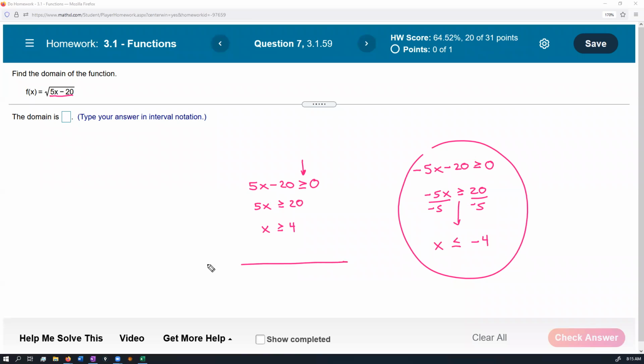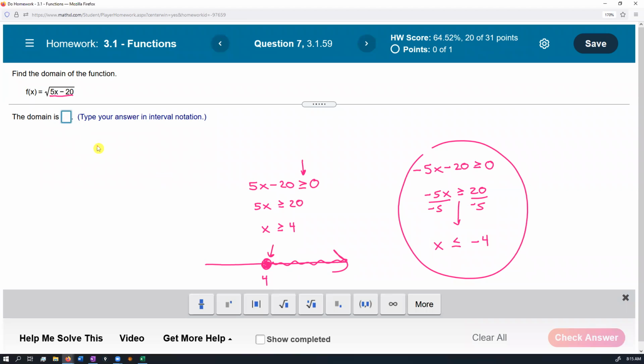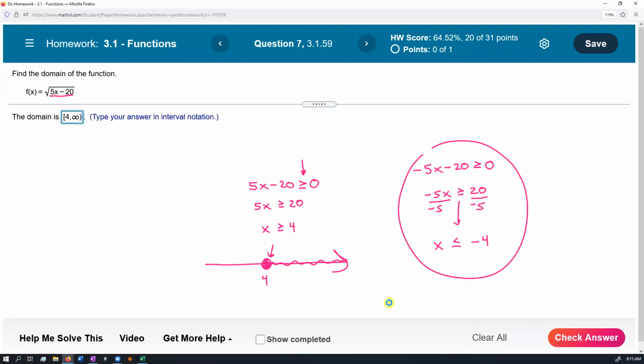Now, in our case, we just have everything bigger than or equal to 4. So it's everything from 4 on, but also including 4, right? So that means when I put my answer in, I'm going to have to use a bracket. So I'm going to do bracket 4, comma, to infinity. That's everything bigger than 4 and including 4.